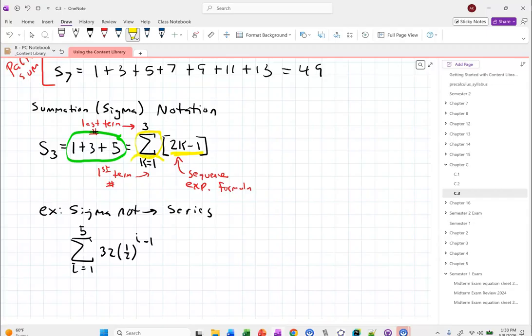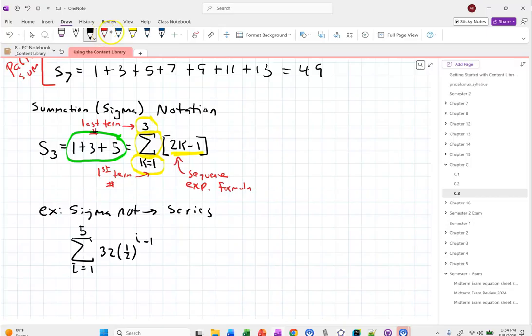On the bottom of that sigma is the term number that we're going to start with. Usually that's going to be 1, but it doesn't have to be. And then on top is going to be the last term that we add. In this case, that was 3, because there were 1, 2, 3 terms in our sequence that we added up. Does everybody feel okay with that?